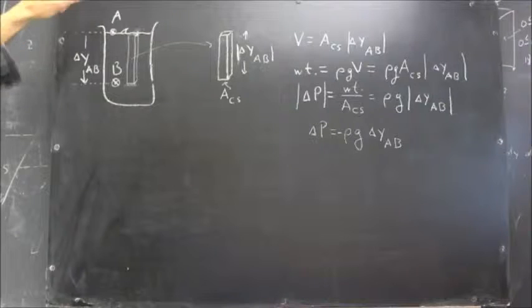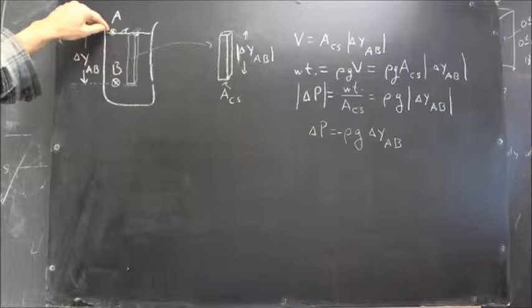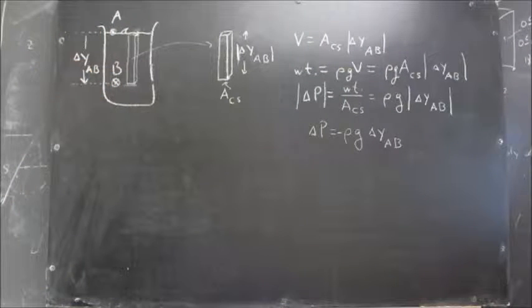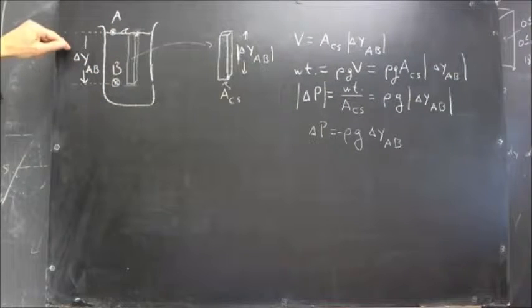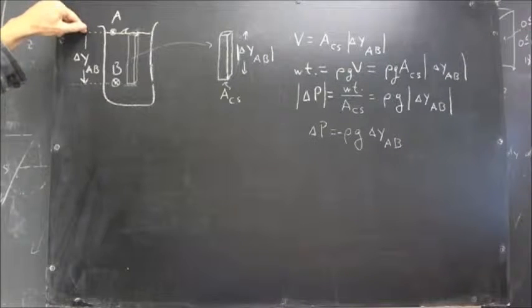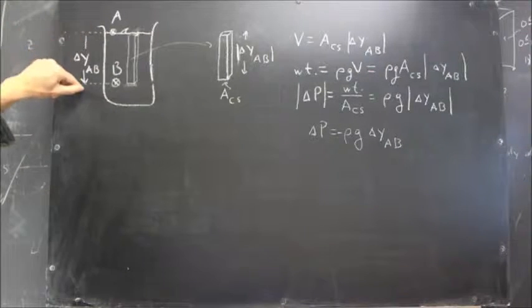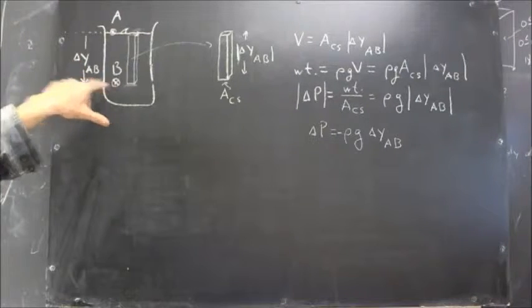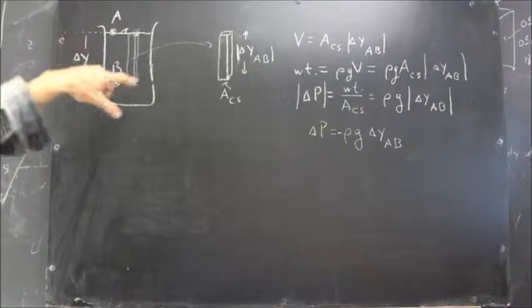Okay, anyhow, we have a point A at the surface of the water. We have a point B at some depth within the water, and we have a delta y AB being the displacement from the level of A down to the level of B. Now we want to figure out the pressure in terms of all these quantities.